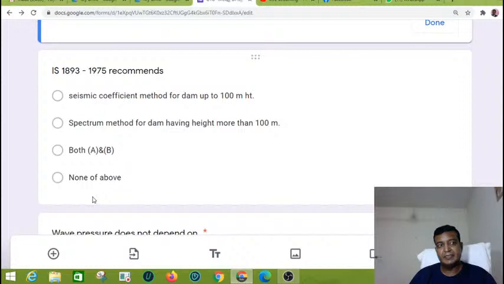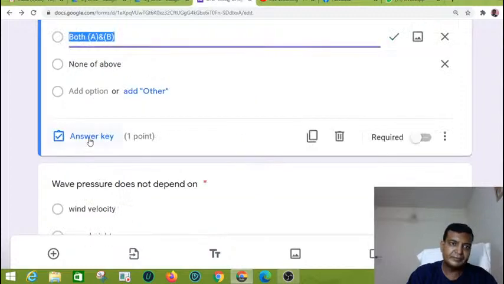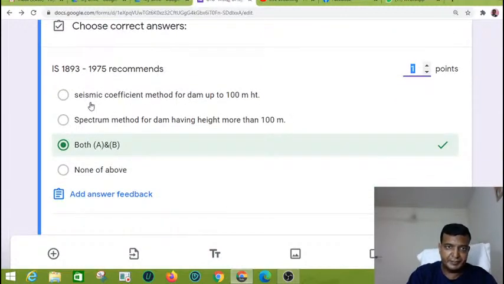Next objective is IS 1893, 1975 recommends seismic coefficient method for dam up to 100 meter and spectrum method for the dam having more than 100 meter. So the answer is C, both A and B. Because up to 100 meter seismic coefficient method is used, above 100 meter spectrum method is used. Okay.